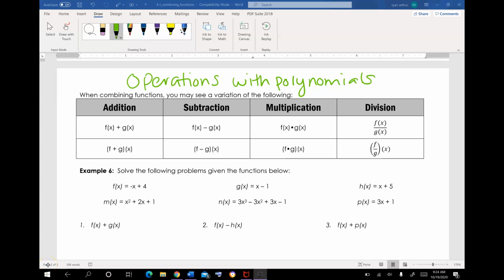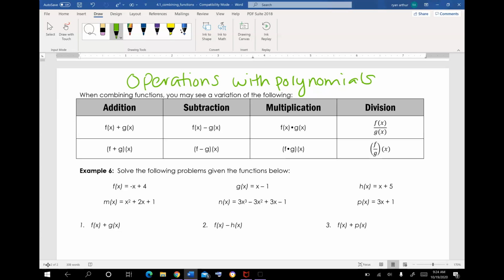All right, in today's lesson, we're going to talk about operations with polynomials, okay? And we're going to save division for tomorrow, or I think in a couple days, okay? So we're not going to worry about the division one. All right, we're just going to do addition, subtraction, and multiplication, okay? So this is operations with polynomials.